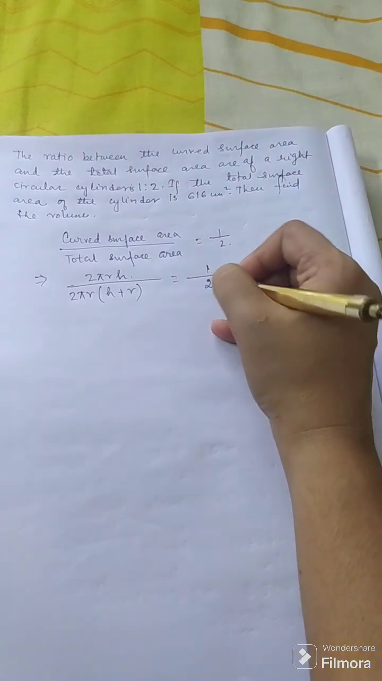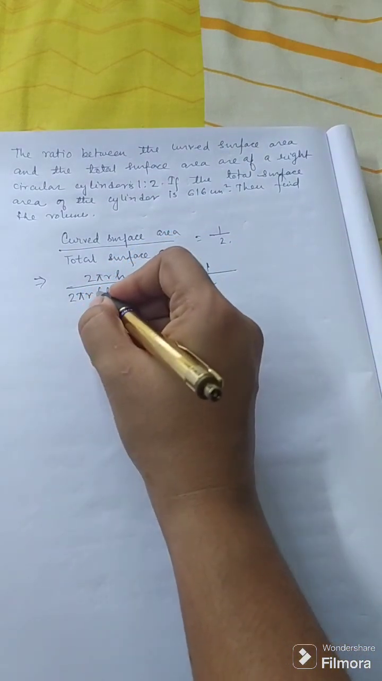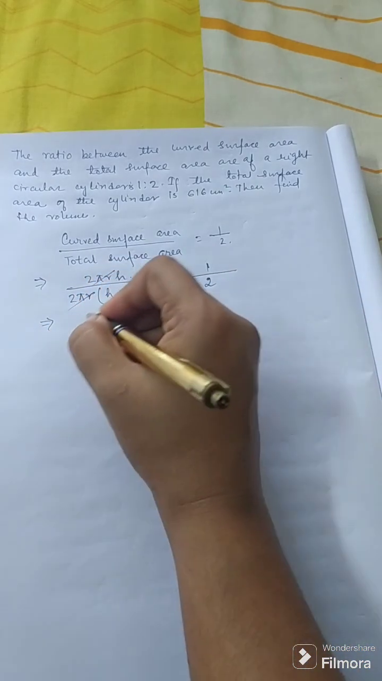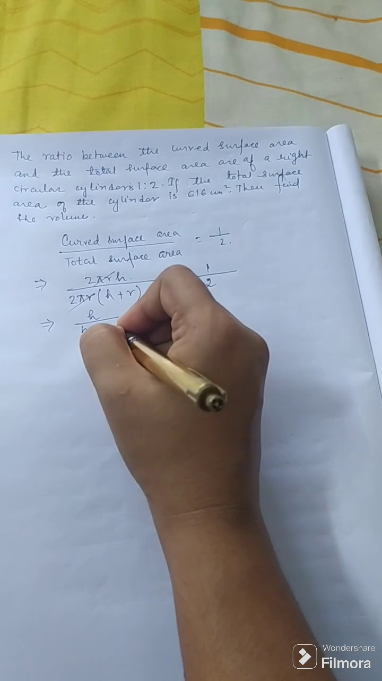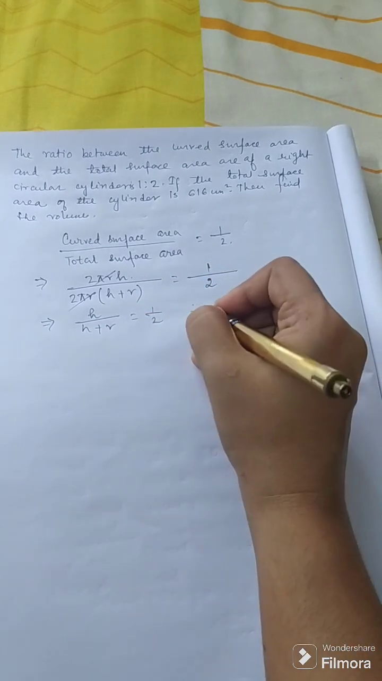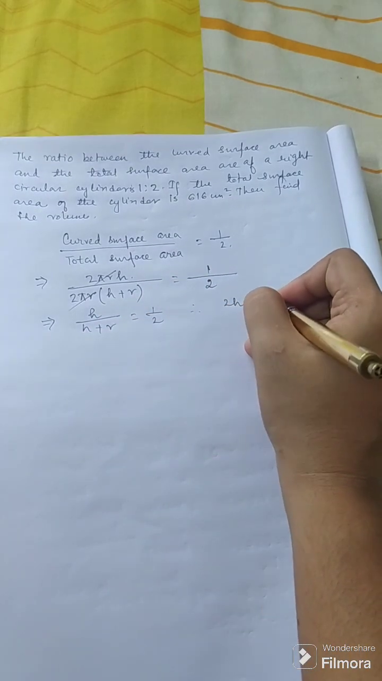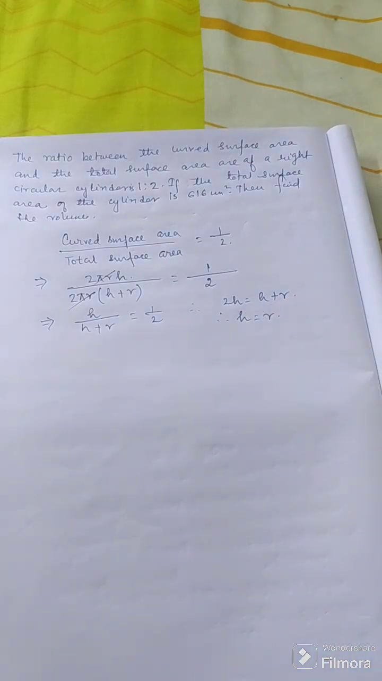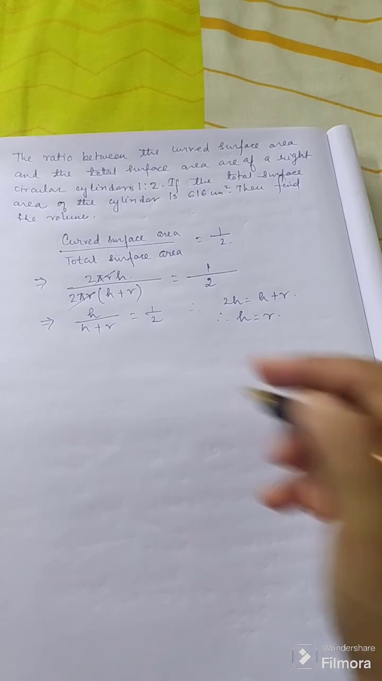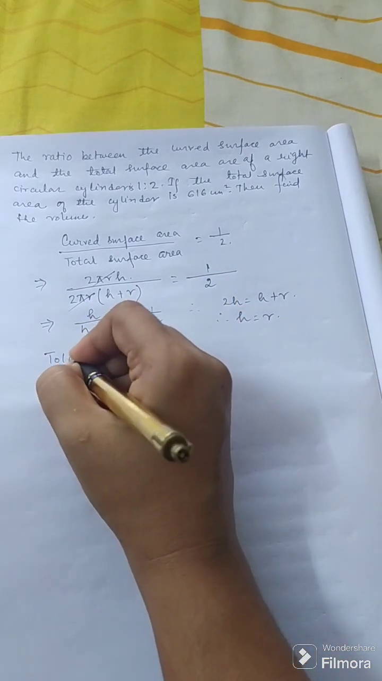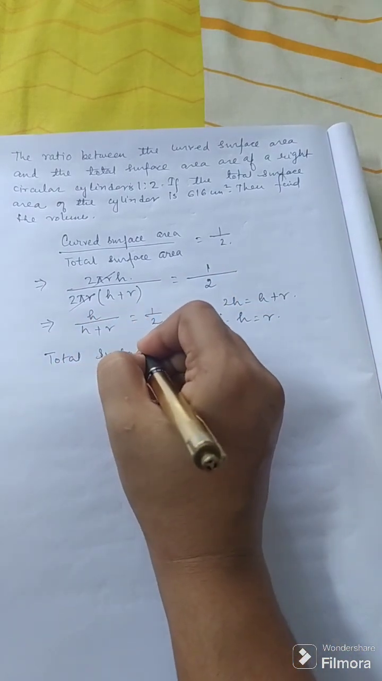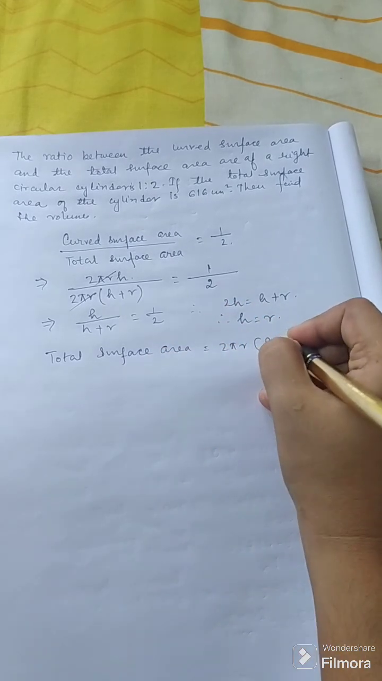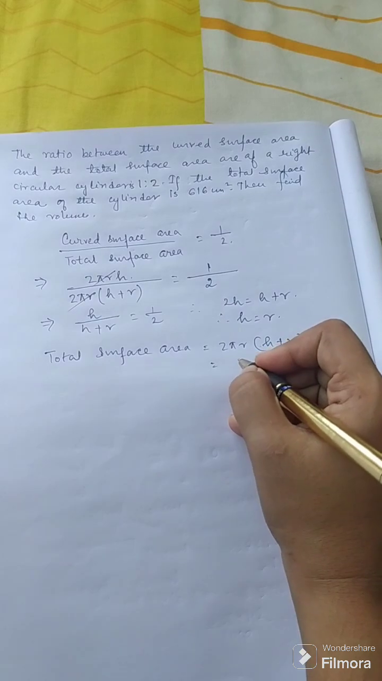So, it will be 1/2. The 2 pi r and 2 pi r will go out. So, it will be h by h plus r equals 1/2. If I simplify it, h equals h plus r, so obviously h equals r. So, as h is equal to r, in case of total surface area, I can write 2 pi r (h plus r). In place of h, I can write r.